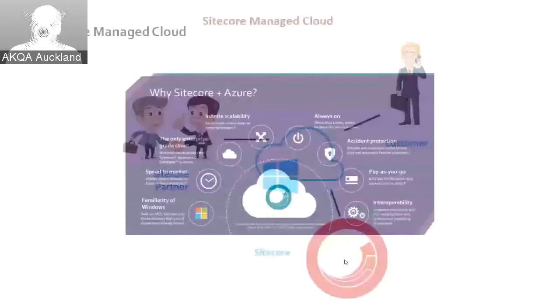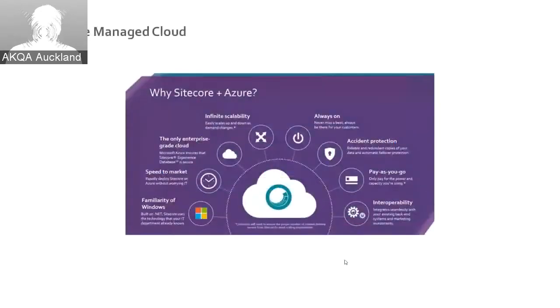Okay, so why Sitecore Managed Cloud, or why Sitecore plus Azure? I think everyone knows now. These are some features when you use Sitecore plus Azure: familiarity with Windows because everything is Microsoft based; then the speed to market; then they say it is the only enterprise-grade cloud, Azure, but we have AWS and IBM. Then infinite scalability because of the PaaS offering, you can add whatever web apps or scaling you need. Then always on, which is now given by Sitecore.